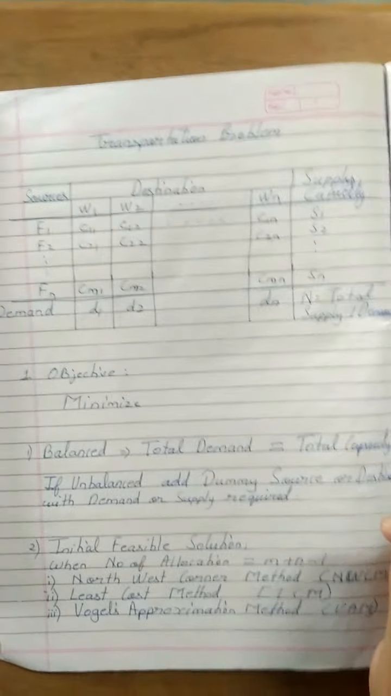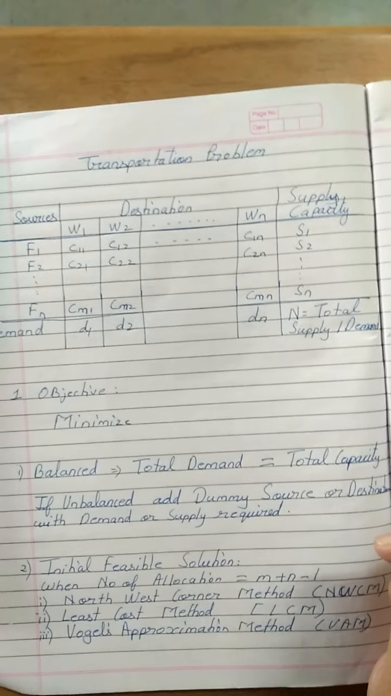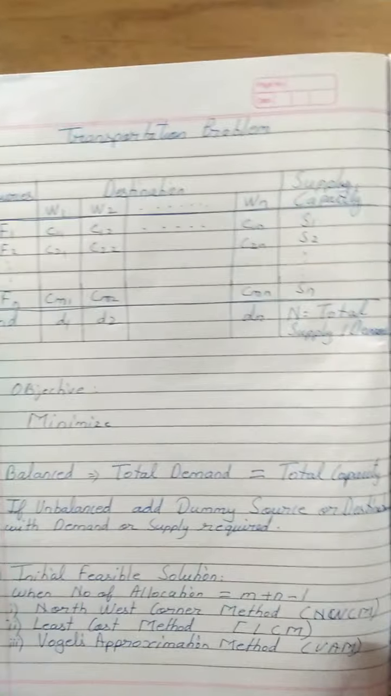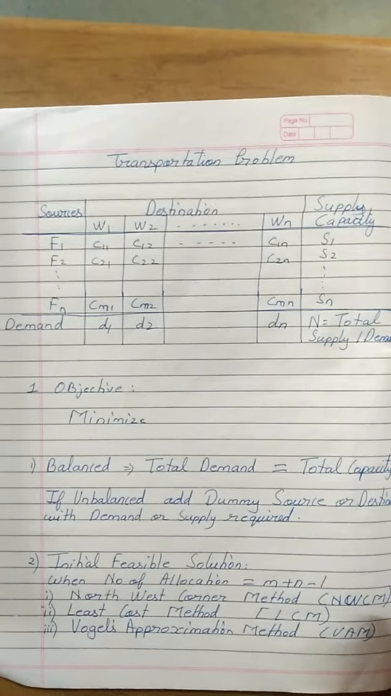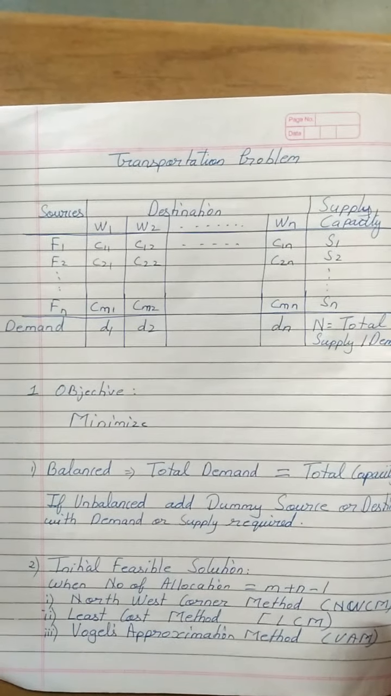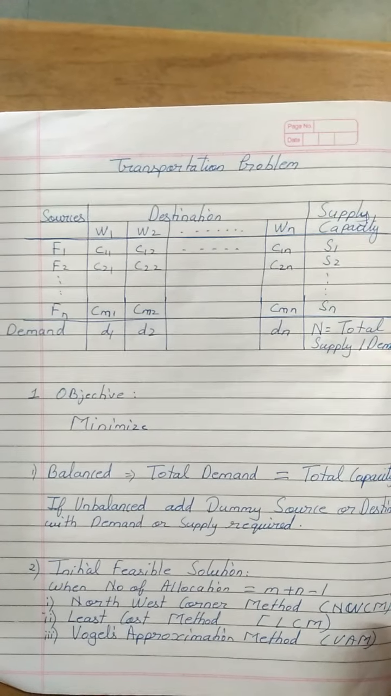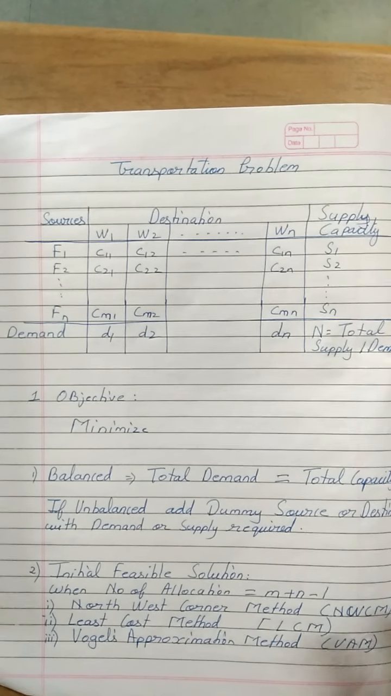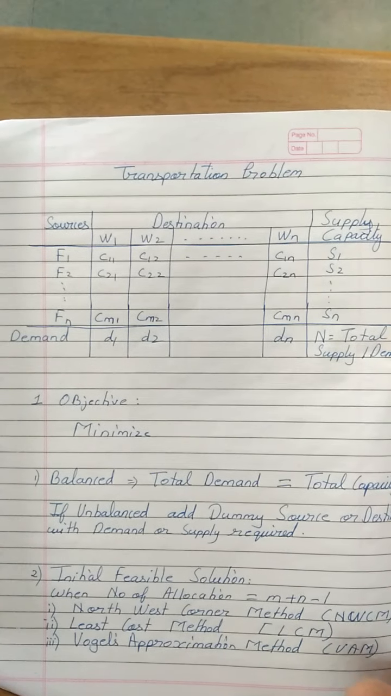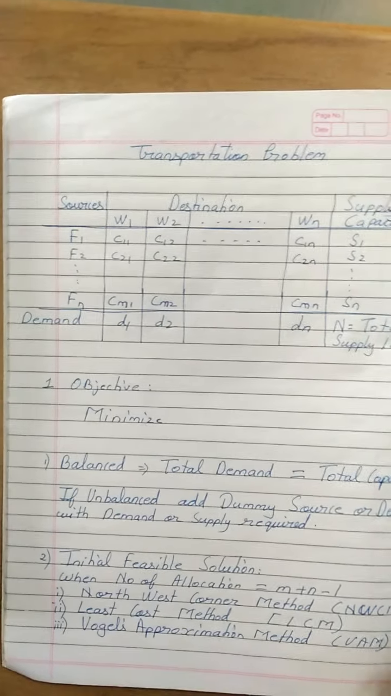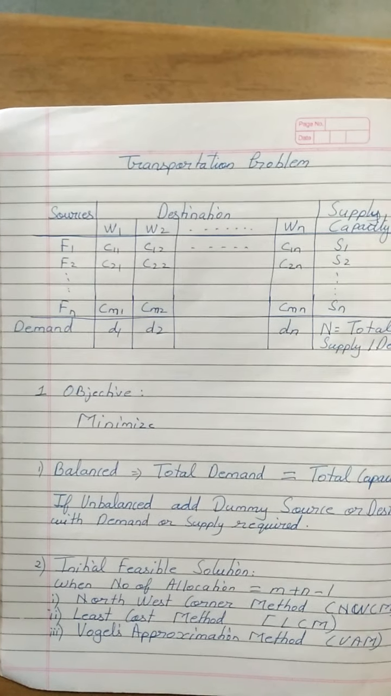Today we are going to learn about the transportation problem. Last time we learned about the assignment problem, so now we will go to the transportation problem. The word transportation itself says carrying material or goods or raw materials from one place to another place. That means from source to destination.